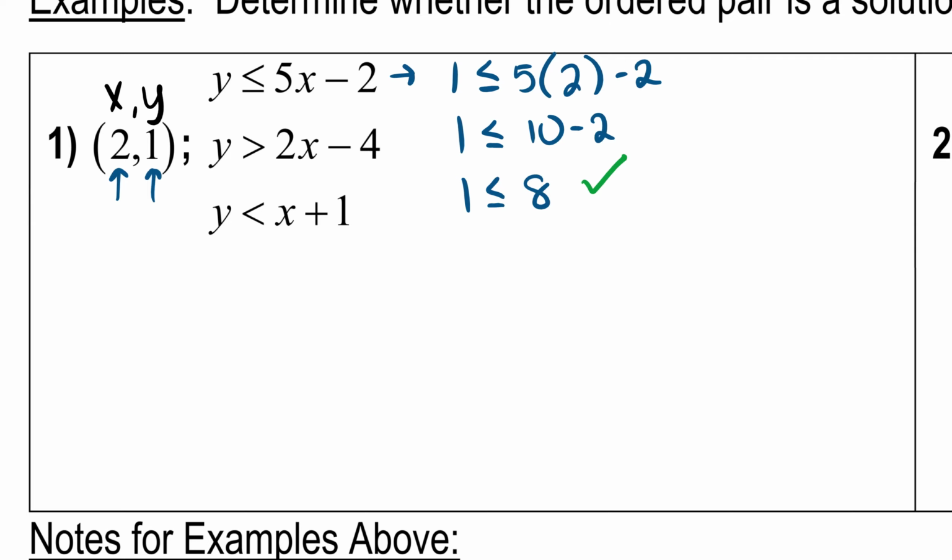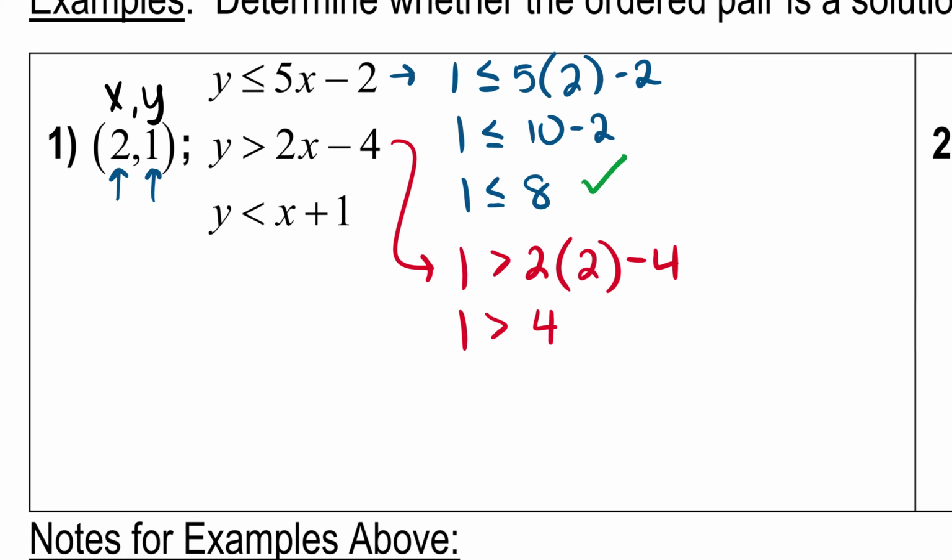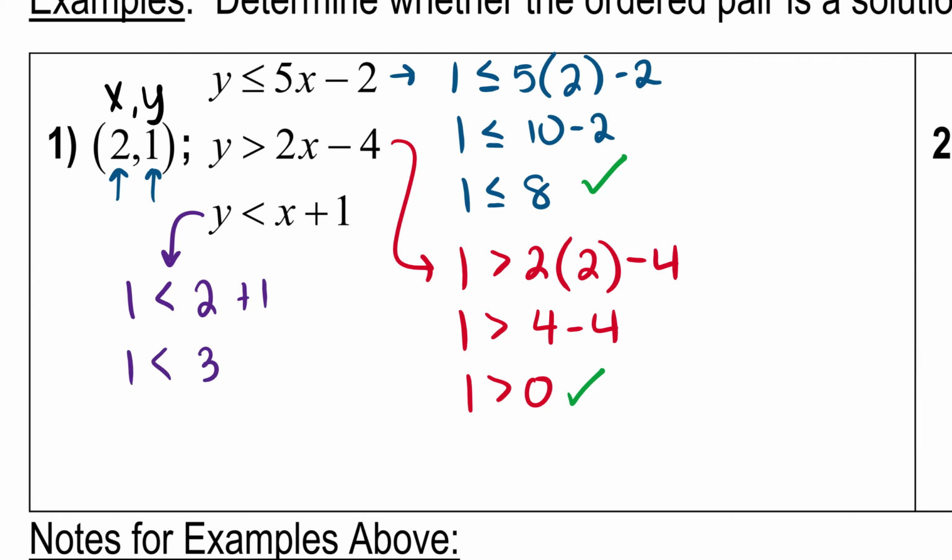Now we could try another one. Let's try the second one. So I have 1, or y, right? So 1 is greater than 2 times x, which is 2, minus 4. So 1 is greater than 2 times 2 is 4, minus 4. Well, that's 0. And yes, 1 is greater than 0, so that's good. Last one, I have y, or 1, less than x, which is 2 plus 1. 1 less than 3. That is true.